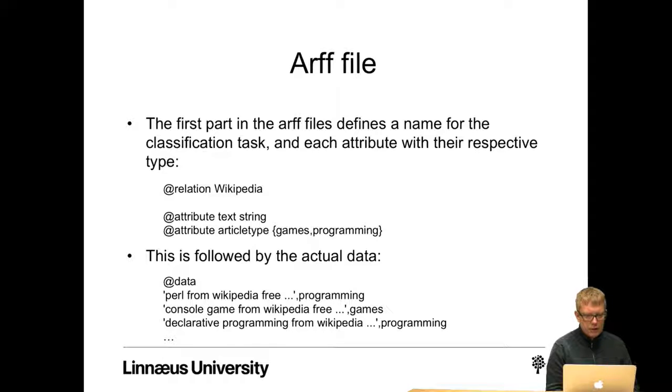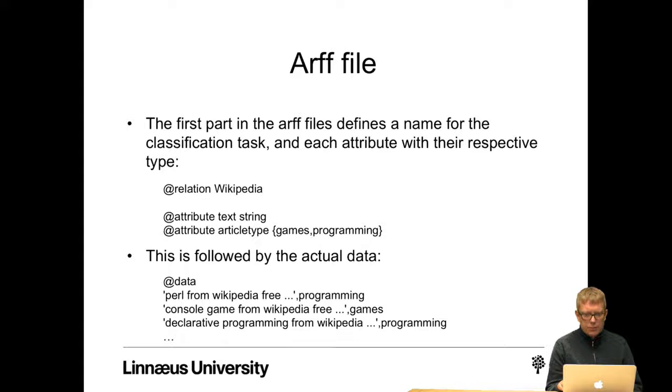The first part in the ARFF file defines a name for the classification task and each attribute with their respective type. So the classification task, the relation, is called Wikipedia, and the first attribute we have is called text, and it's of type string. The second attribute is called article type, and it has one of two possible categories: games and programming. This is followed by the actual data. So we have the actual text within quotation marks, and we have a category programming. The second example belongs to category games, and so on.